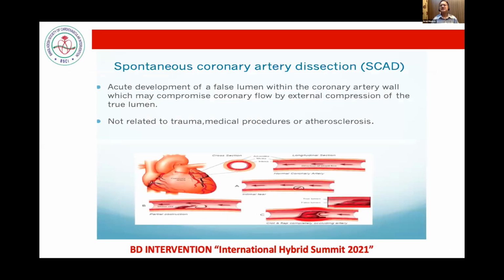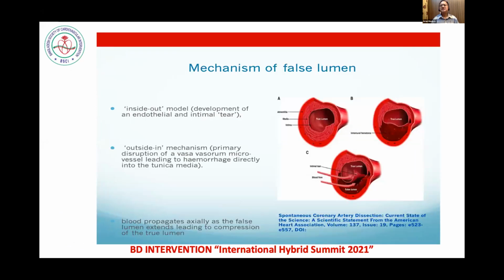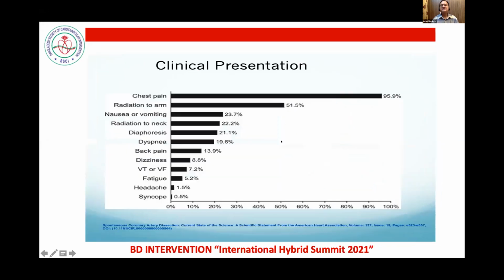So what is spontaneous coronary artery dissection? It's an acute development of a false lumen within the coronary artery wall, which compromises the coronary blood flow by external compression. The most important thing is they are not related to trauma, nor medical procedures, and they are non-atherosclerotic. The mechanism is either inside out, due to an intimal tear, or outside in because of hemorrhage in the vasa vasorum, so there's a hemorrhage into the tunica media. We do not know the exact mechanism, and the presentation is mostly chest pain with radiation to the arm, and they may even present with syncope or cardiac arrest in a few cases.